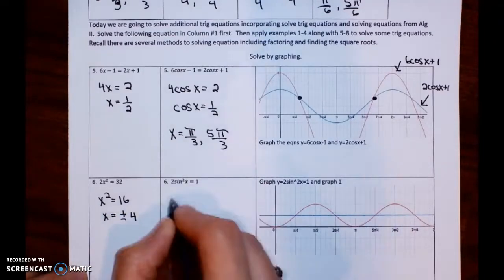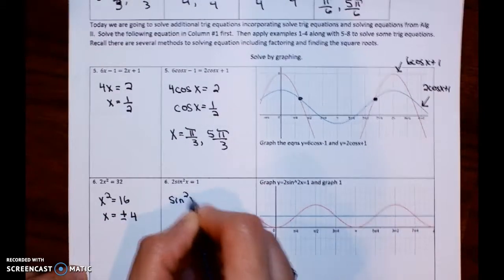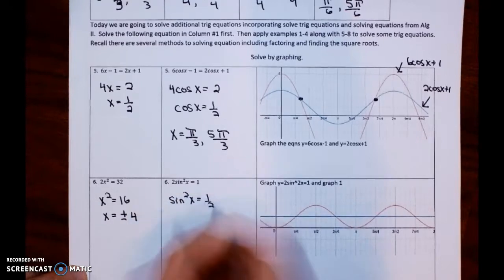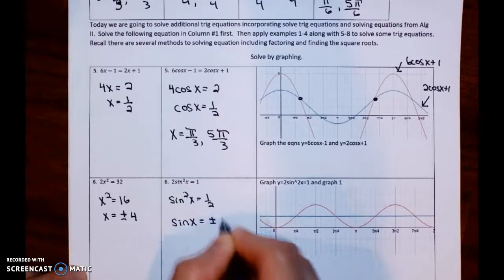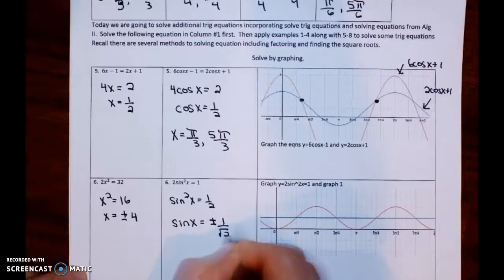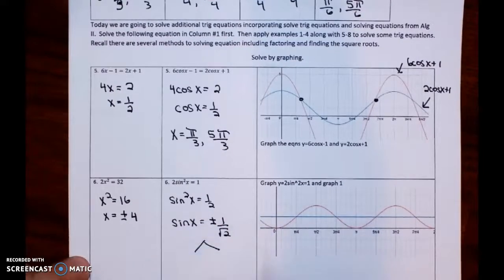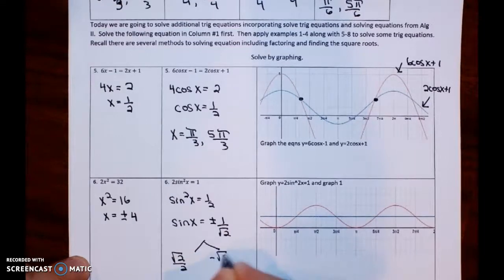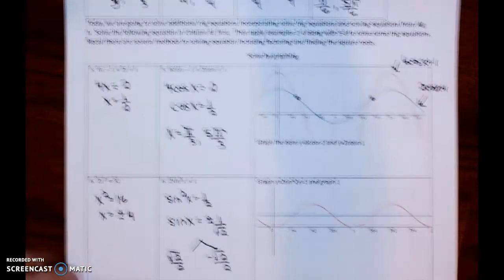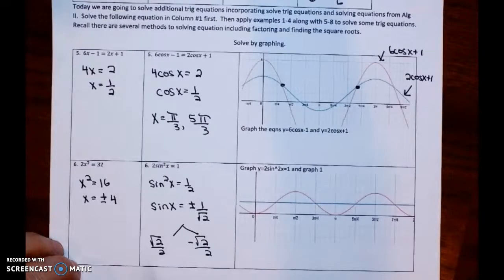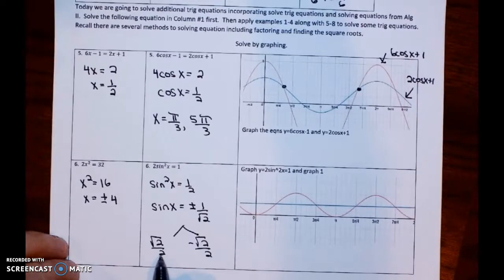Same thing here then. I'm going to divide by 2. When I take the square root, I end up with plus or minus 1 over radical 2. When I simplify each one of those, I get radical 2 over 2 and negative radical 2 over 2. So on the unit circle, if I'm looking for when the sine is equal to radical 2 over 2 or negative radical 2 over 2, that's at 4 different spots.